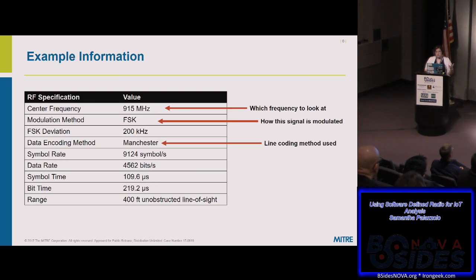So the other two items that I've highlighted are the modulation method, FSK, frequency shift keying. Don't worry if you don't know so much about what that is. It's something a Google search can help you learn a little bit about. And Manchester line encoding. So those two are going to come up in a little bit.